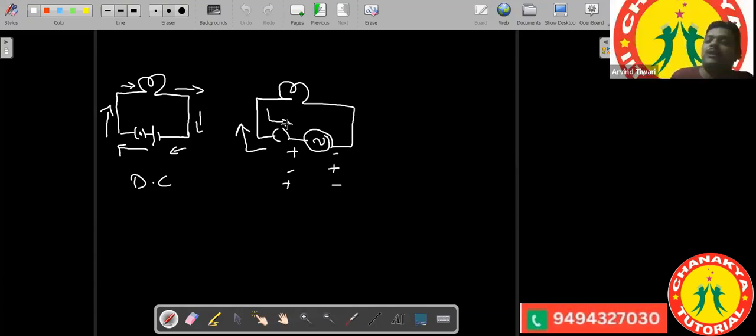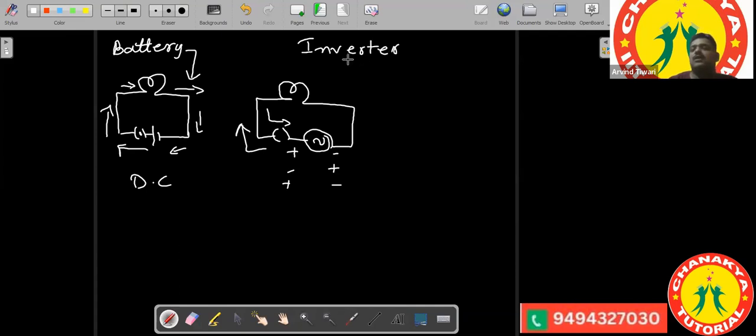See, what is the role of battery? Battery is just to store your electric current in the form of chemical energy. So your battery will provide DC current, similar to a cell, like you use cells in a torch. It will just supply electrical energy in the form of DC. Then you need an inverter. Now the role of inverter is that it will convert DC current to AC current.